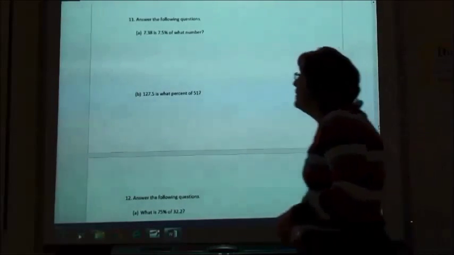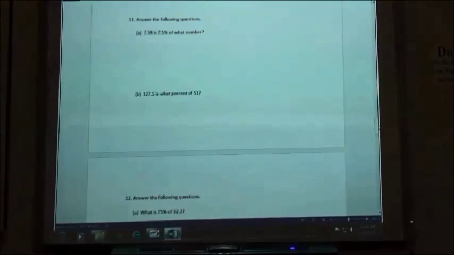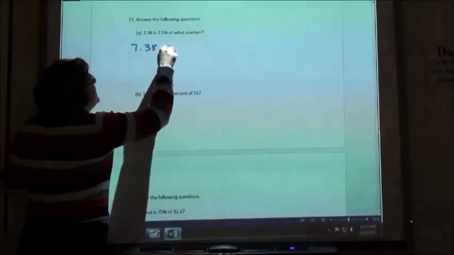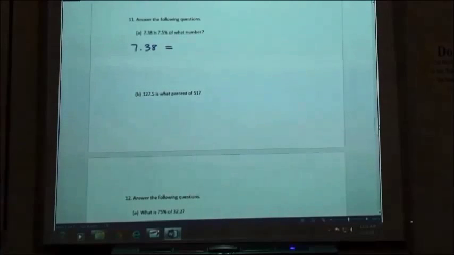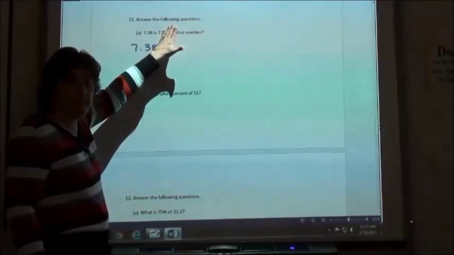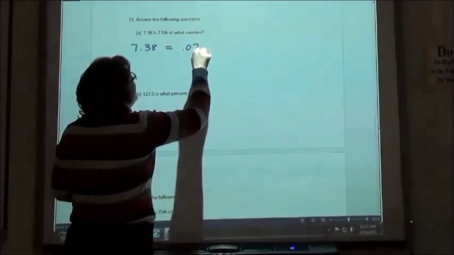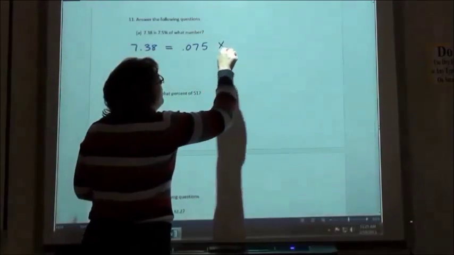Number 11. 7.38 is 7.5% of what number? So 7.38 equals 7.5%. I have to move my decimal back 2 places. Think about what 7% is. 7% is 0.07. So I'm going to get 0.075 when I move that back 2 places, of what number?